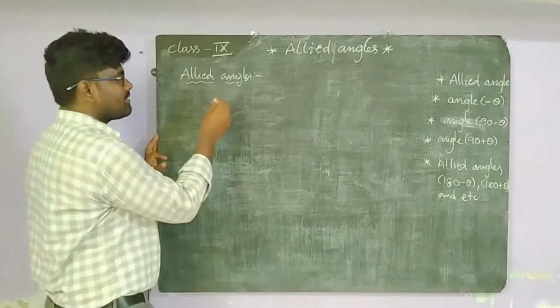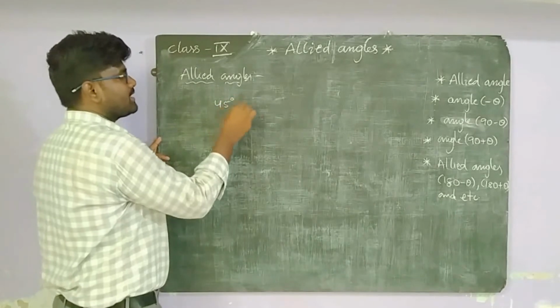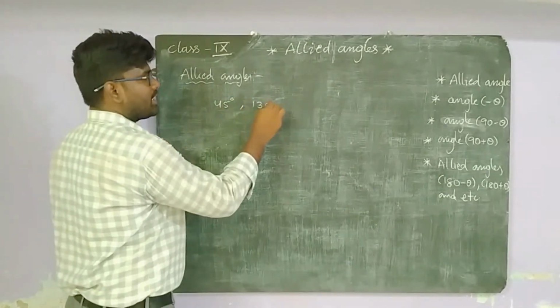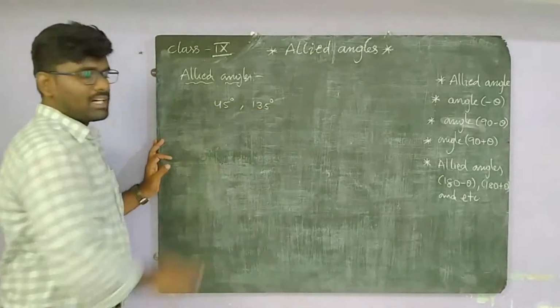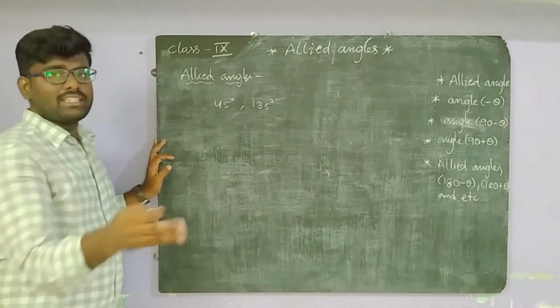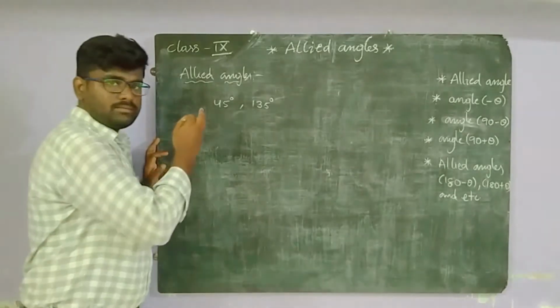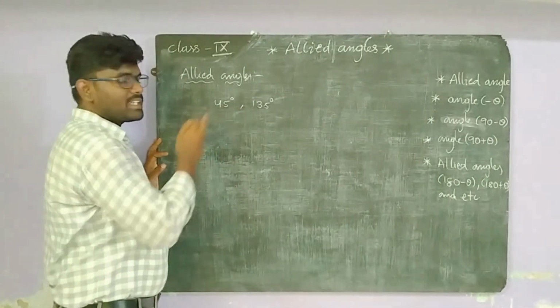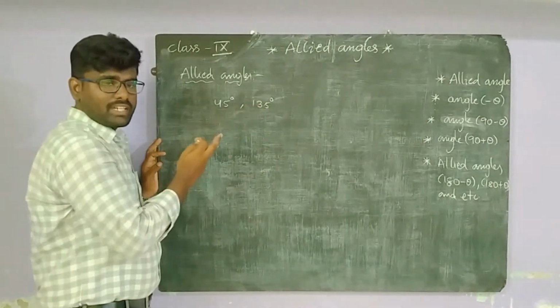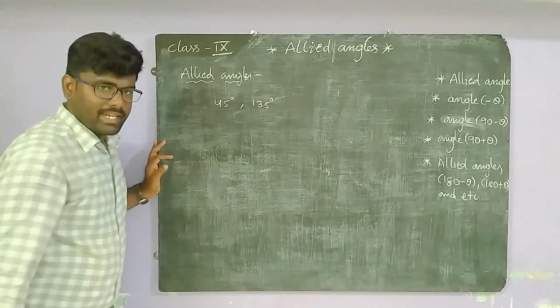For example, take 45 degrees and 135 degrees. When you take the sum or difference of these two angles, it is either a multiple of 90 or 0. When you take the sum, it becomes 180. 180 is a multiple of 90, so these two angles are allied angles.